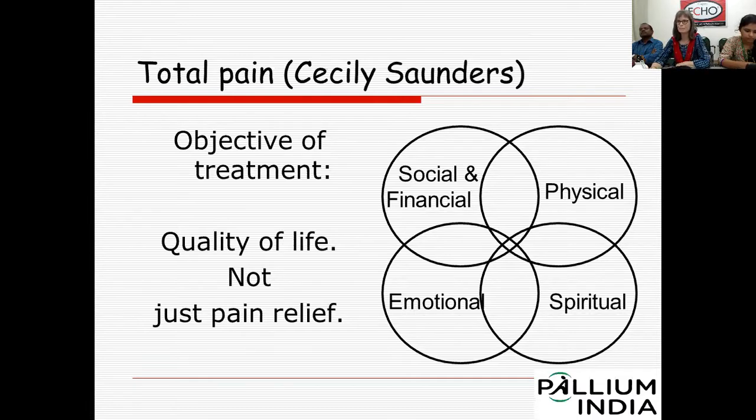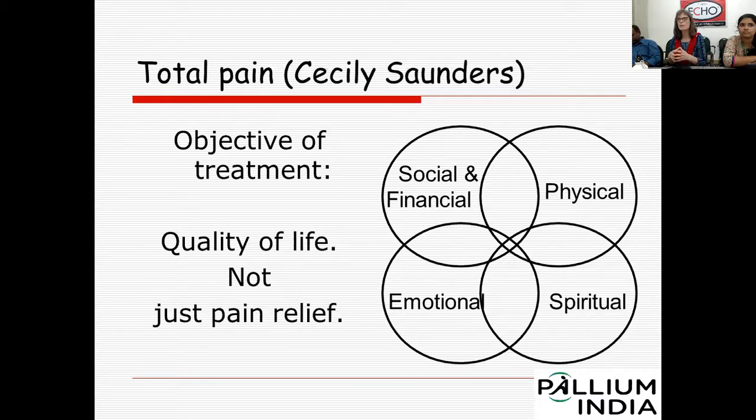The spiritual does not necessarily mean religious. It's the sense that she says, why me? Why, when I'm 32 years old, am I given this terrible diagnosis? Why am I carrying this burden? What's the reason for me to be in this world, if I'm going to die at the age of 32 or 33? So this is what Cicely Saunders called total pain.